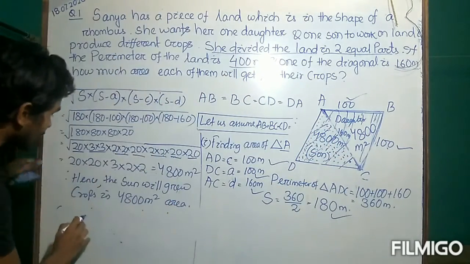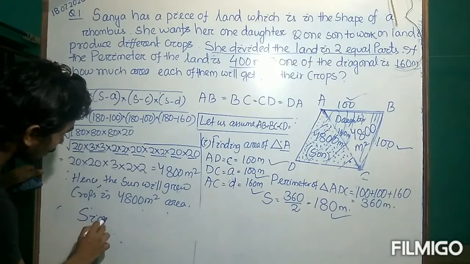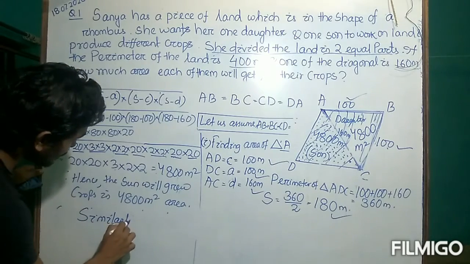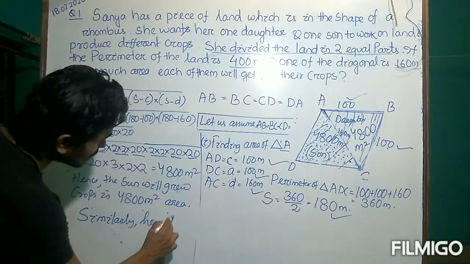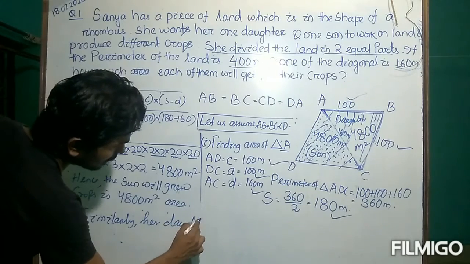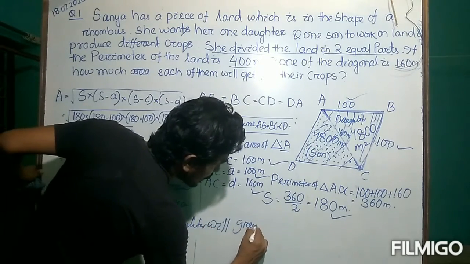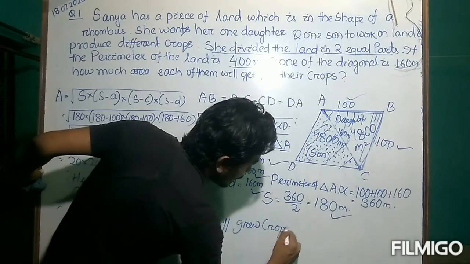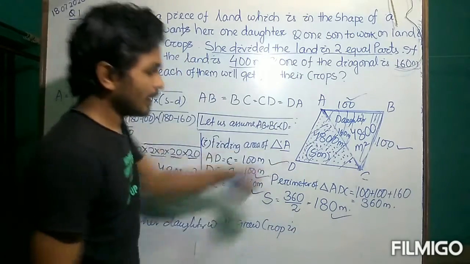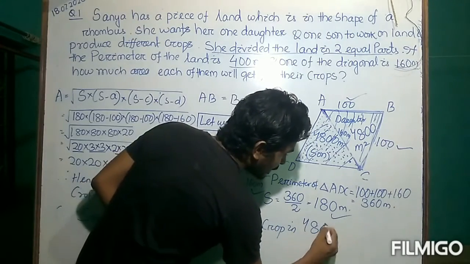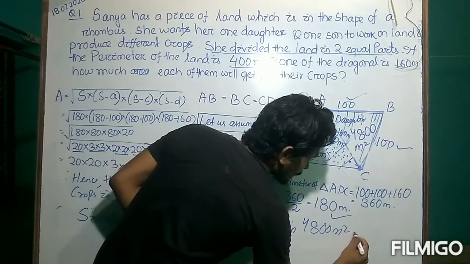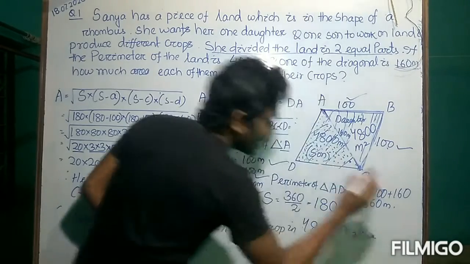So you can write similarly, her daughter will grow crop in how much area? That is 4800 meter square area. Okay.